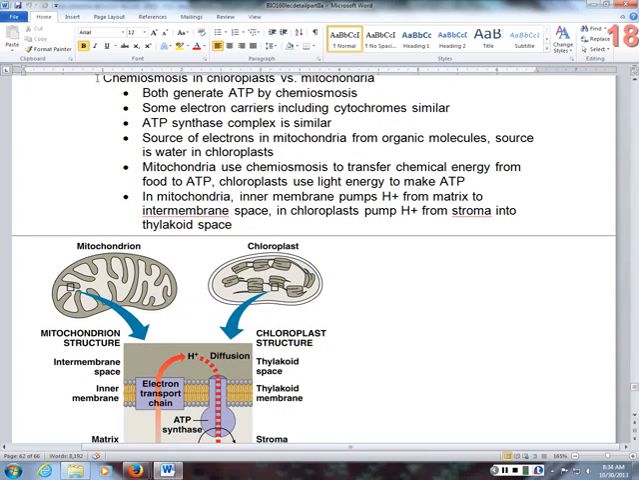So when we look at chemiosmosis in the chloroplast versus the mitochondria, both generate ATP through chemiosmosis, creating that gradient separating the electrons. Some of the same electron carriers are going to be used, including the cytochromes. There is an ATP synthase complex that is similar in both of them, so that proton pump at the end is similar. Your source of electrons in the mitochondria comes from organic molecules. Your source of electrons in the chloroplast is going to be from water.